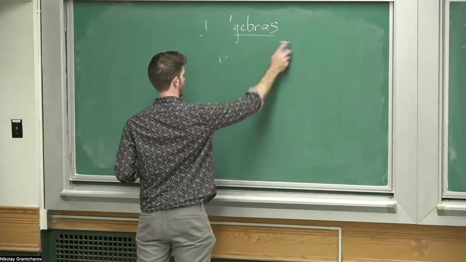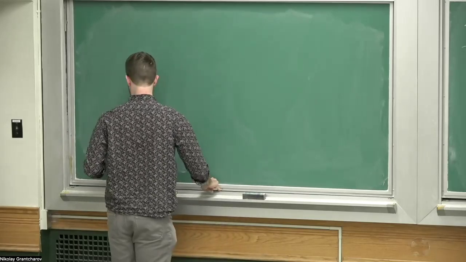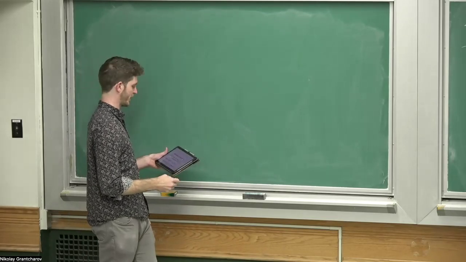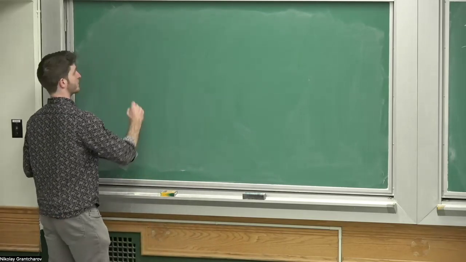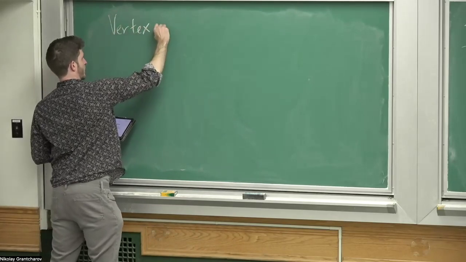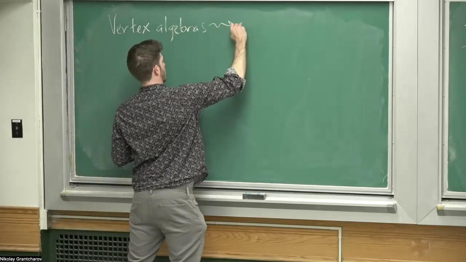Okay, so I gave one example of a chiral algebra, not the most interesting one. To produce more examples of chiral algebras, I'll explain another way later, but to stay in keeping with the theme of this seminar, I'm going to explain how to produce chiral algebras from vertex algebras.